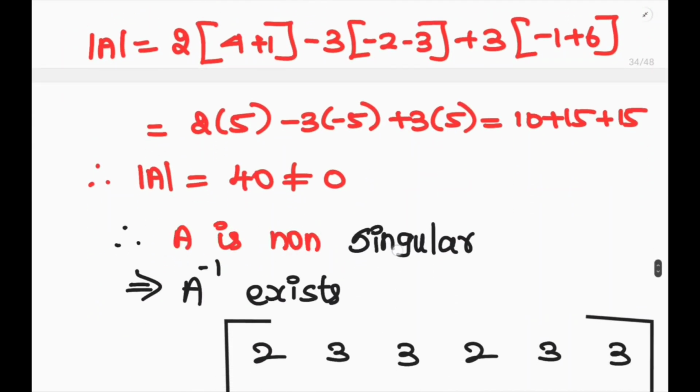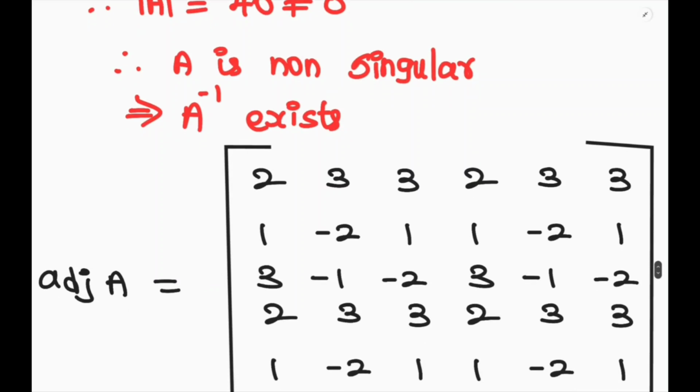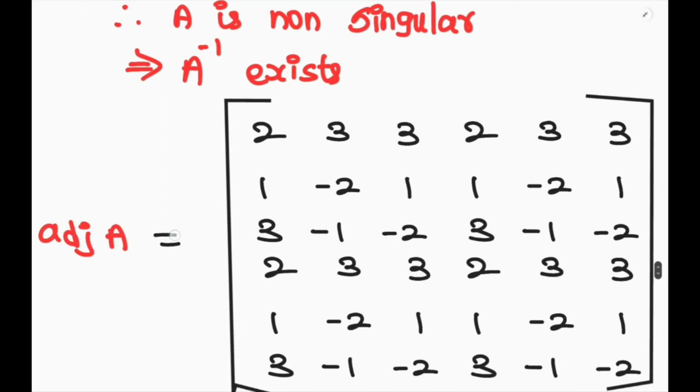Therefore your A is a non-singular square matrix, so that A inverse exists. Only if your determinant is non-zero does A inverse exist. That's it. Next we need to find the adjoint of A.